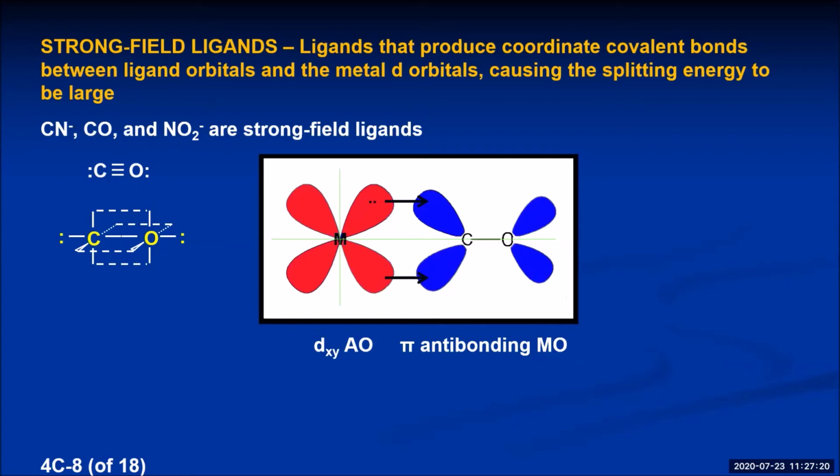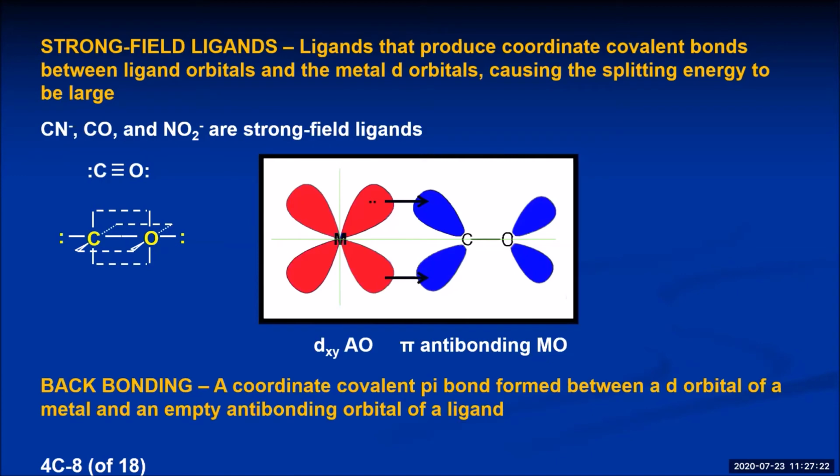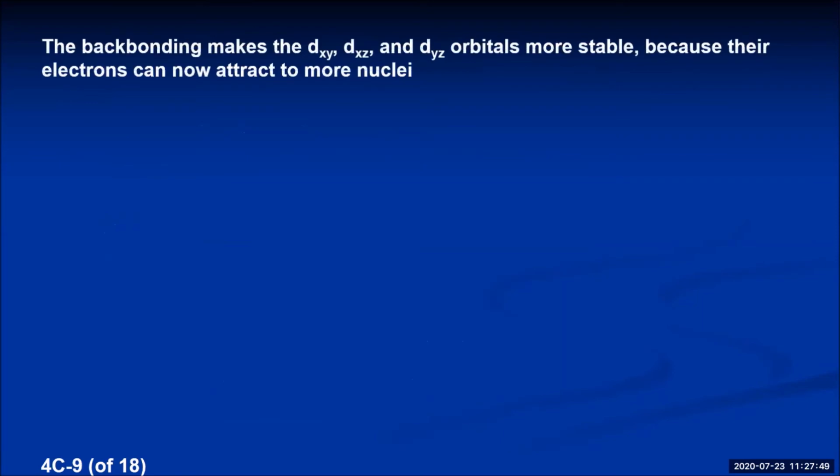We have a name for this type of bonding. It is a coordinate covalent bond, but it's also called back bonding, which is just a coordinate covalent pi bond formed between a d orbital of a metal and an empty anti-bonding orbital of a ligand. And the significance of this is this causes the dxy, dxz, and dyz orbitals to become more stable because their electrons are now near the nucleus of the metal and the carbon and the oxygen, causing more attraction and therefore lower energy. So the back bonding is making the dxy, dxz, and dyz orbitals more stable because their electrons can now attract to more nuclei.